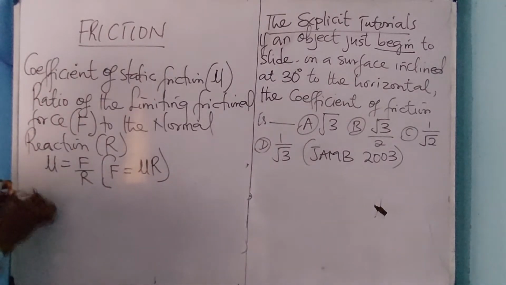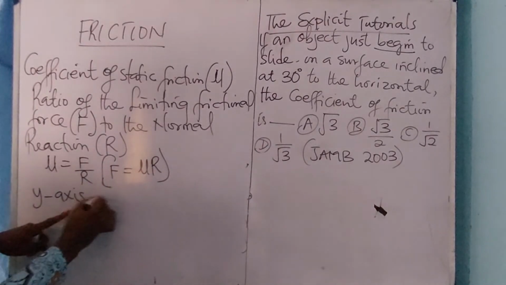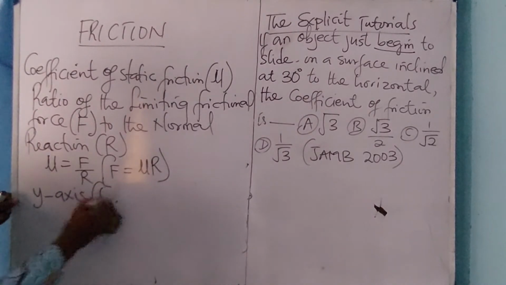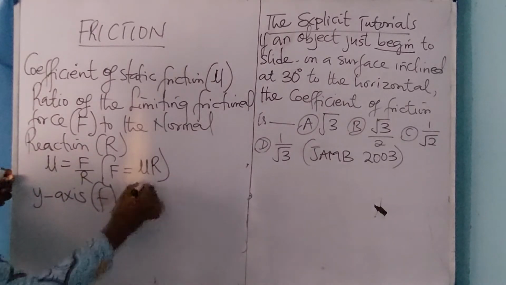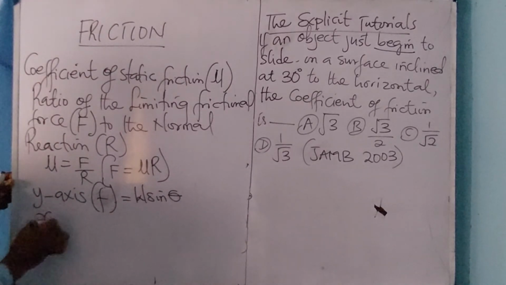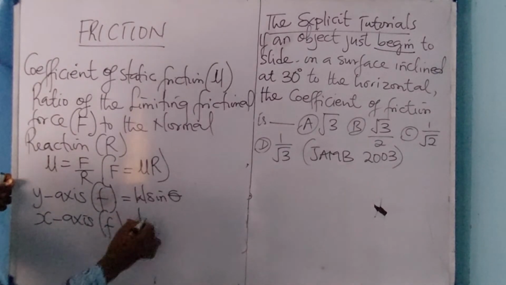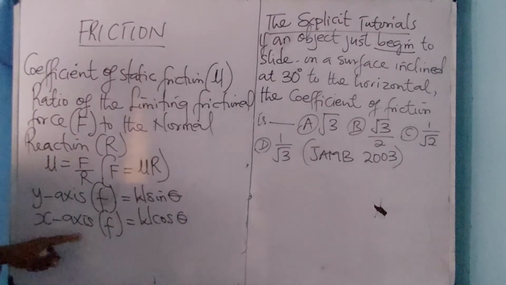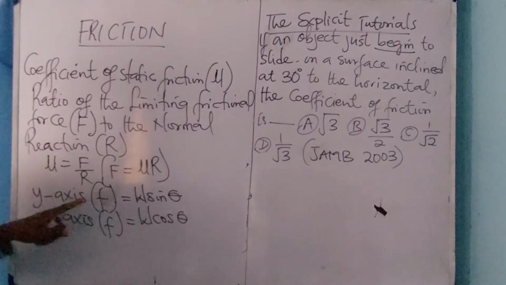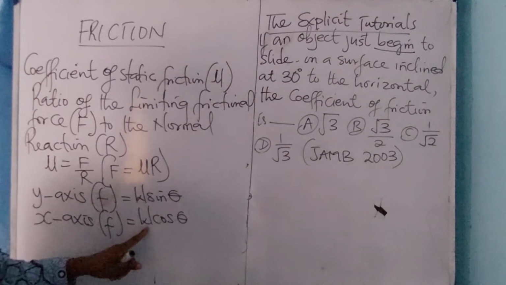Now the component through the y-axis, the y-axis is a vertical line, the force through the y-axis is equal to W sine theta. While the component through the x-axis, the force is equal to W cos theta. You know that the x-axis is the horizontal line, which is cos theta, while the vertical line is sine theta. This W means force times distance, which is the work done.